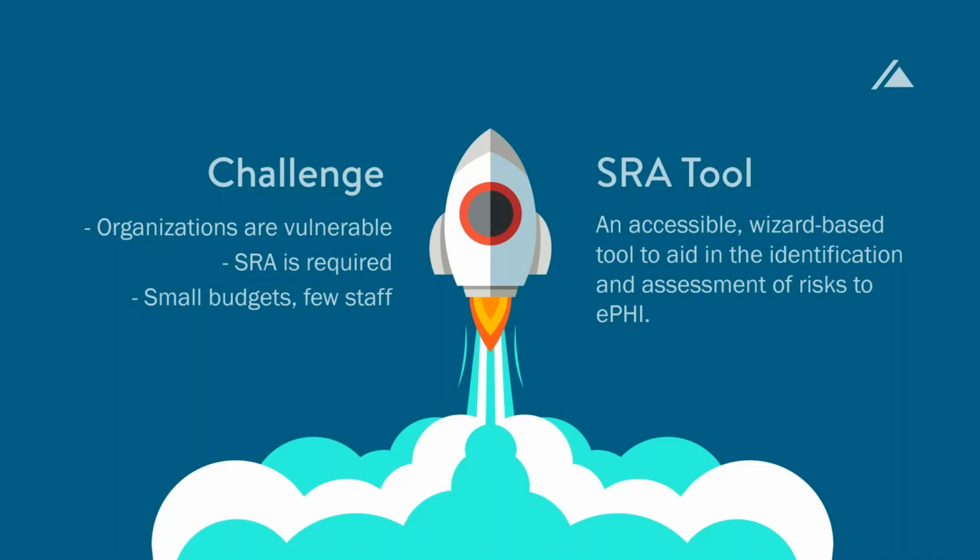There are a lot of small providers who don't have those same resources. And so with that in mind, we created the SRA tool. It's an accessible and easy to use tool to help practices identify and assess risks to their EPHI. And we also suggest security measures to help reduce risks. So it's a desktop application that is meant to fit that need of conducting security risk assessment, or at least aid in that process for small to medium-sized practices.